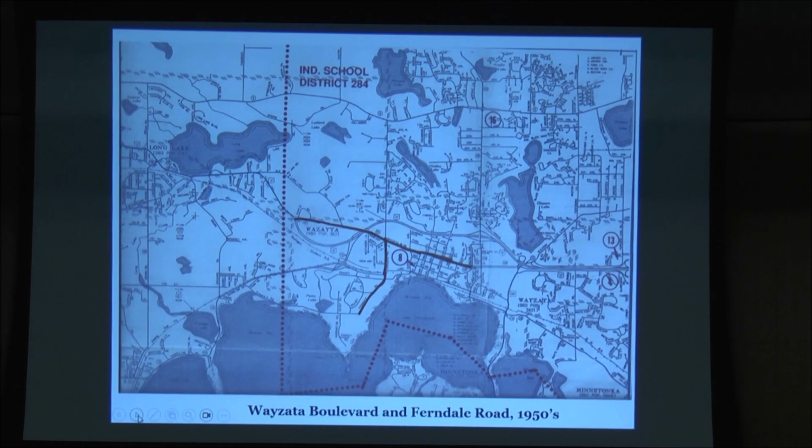And today, I know you can't read it very well. This is a more modern map that I could find the words on it that I wanted. This is Ferndale Road. This is Wayzata Boulevard. So we drive this all the time, those of us that live around here. 1860.